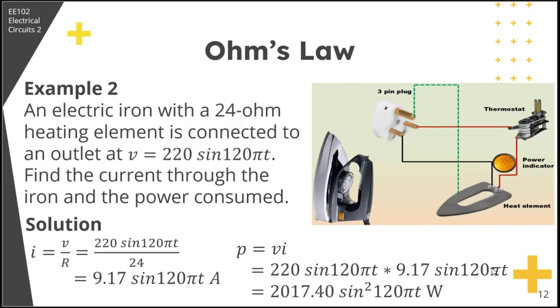How about this one? Let's try for a sinusoidal source. This time, let's have the electric iron. An electric iron with a 24 ohm heating element is connected to an outlet at V equal to 220 sine 120 pi t volts. Find the current through the iron and the power consumed.